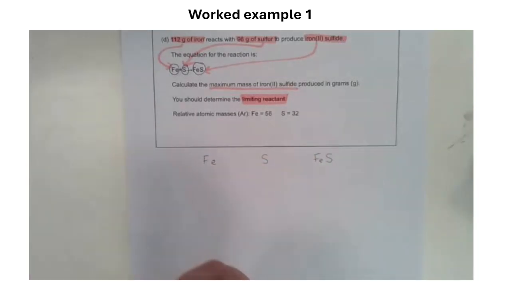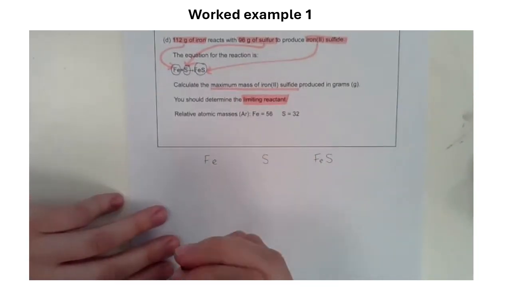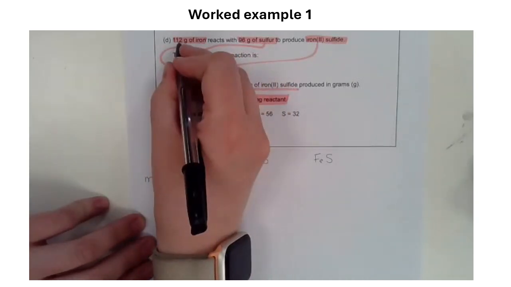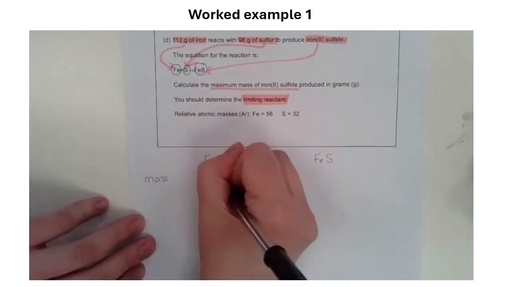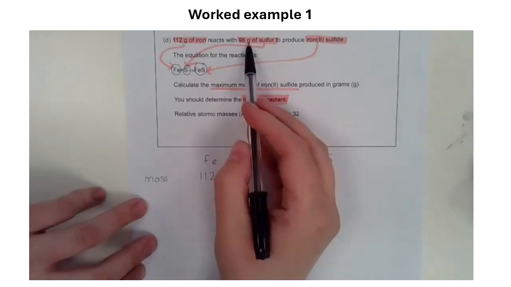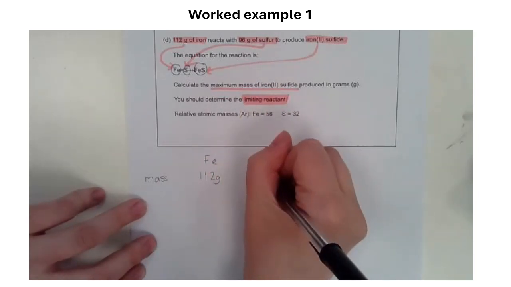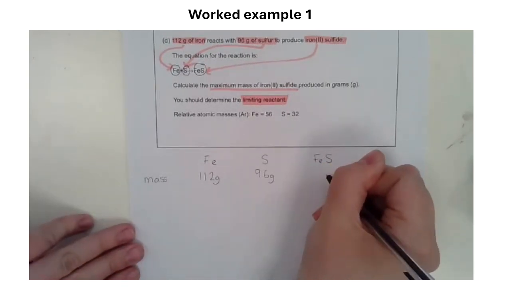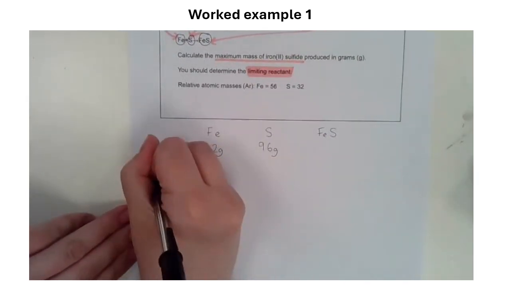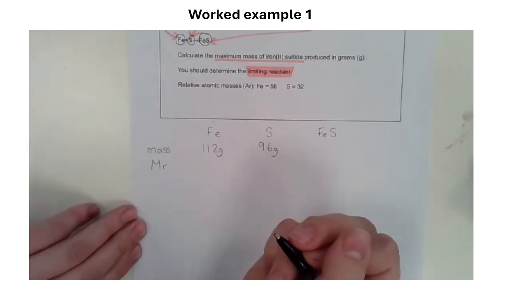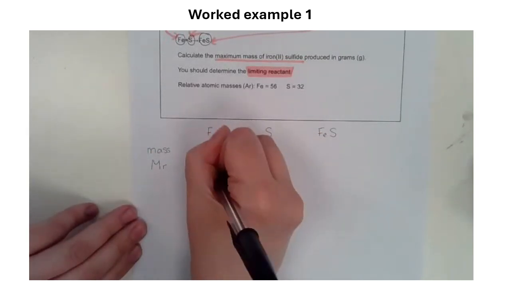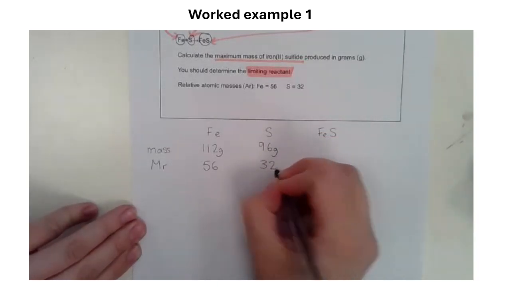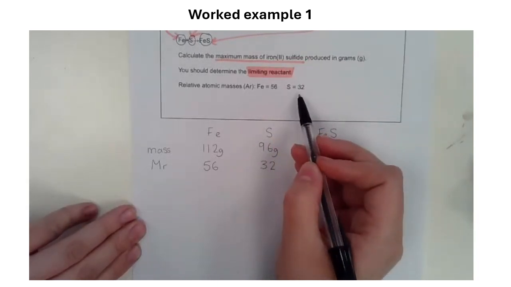I'm going to start now by recording the mass. Now the mass of the iron has been given to me here. I've got 112 grams of iron. I also have been given the mass of the sulfur. I've got 96 grams of sulfur. And I'm trying to calculate this final mass. I'm going to then look at the relative formula mass. For iron, this is 56, and for sulfur, this is 32. I've been given this in the question.